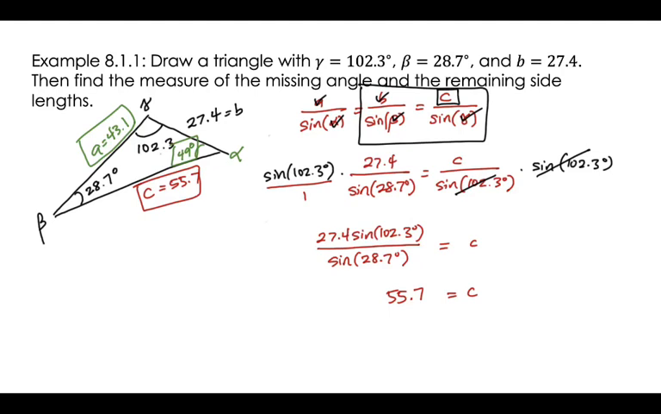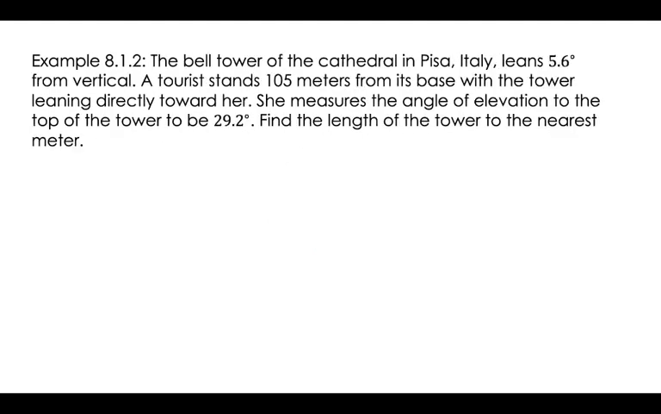All right, so example 2 tells us the bell tower of the cathedral in Pisa, Italy leans 5.6 degrees from vertical. A tourist stands 105 meters from its base with the tower leaning directly toward her. She measures the angle of elevation to the top of the tower to be 29.2 degrees, and we are to find the length of the tower to the nearest meter without Googling it.